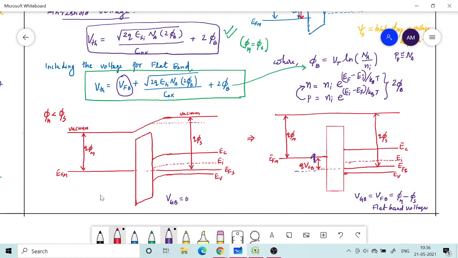So we will stop here, and this derivation is going to be very important. Definitely understand and learn the energy band diagram and the derivation of the threshold voltage. That is going to be very, very important, because threshold voltage determines everything that is going to happen with respect to a MOSFET. MOSFET is metal oxide semiconductor field effect transistor.